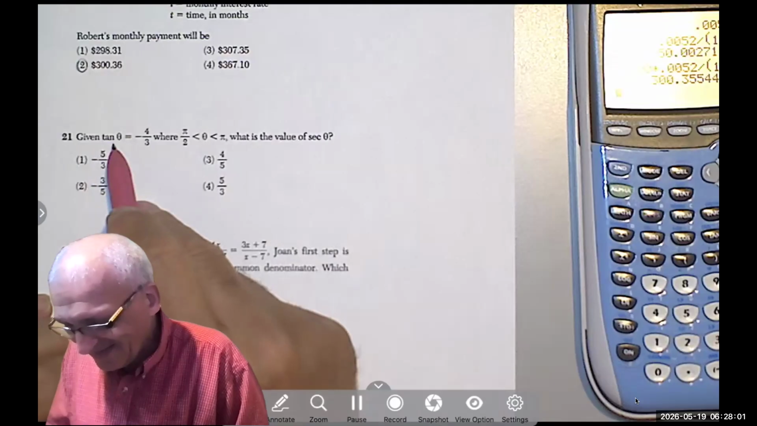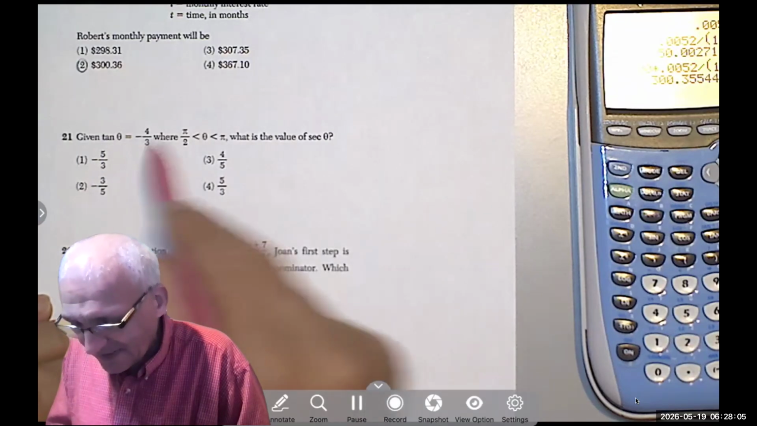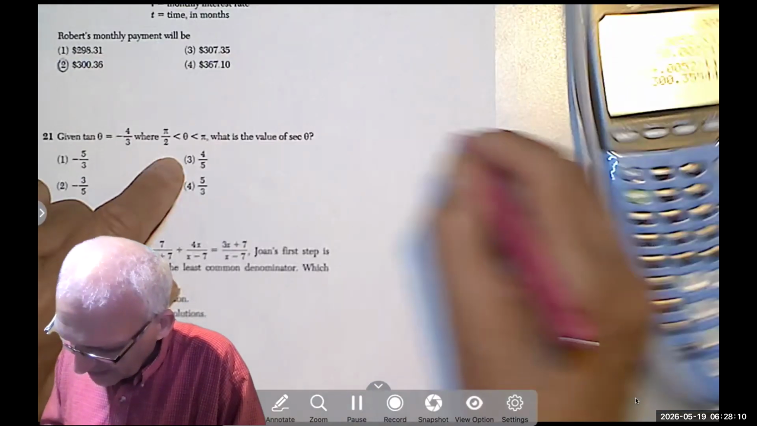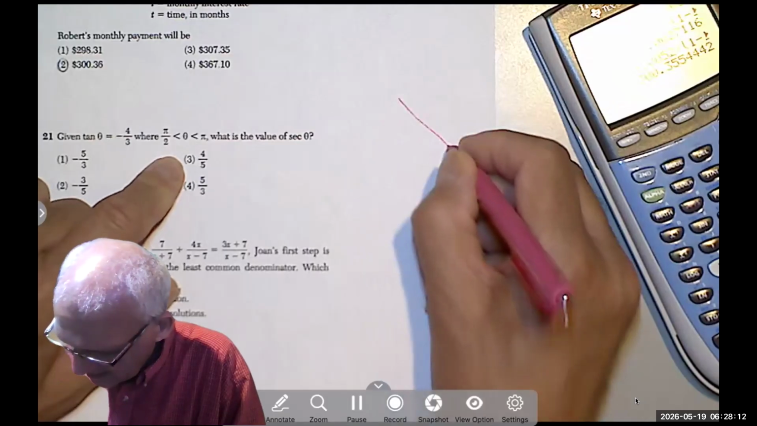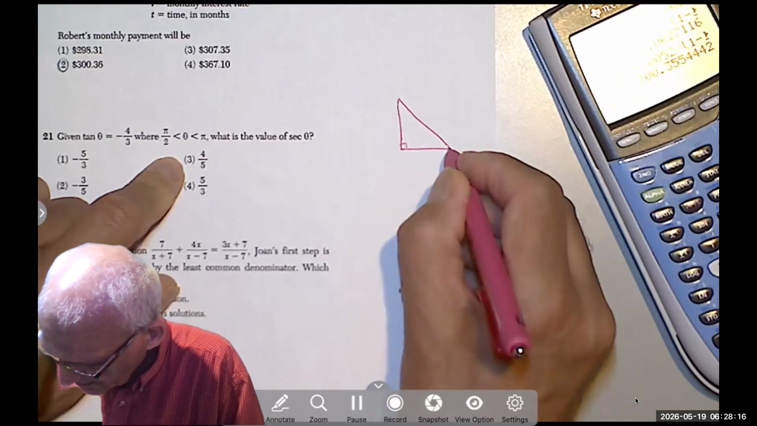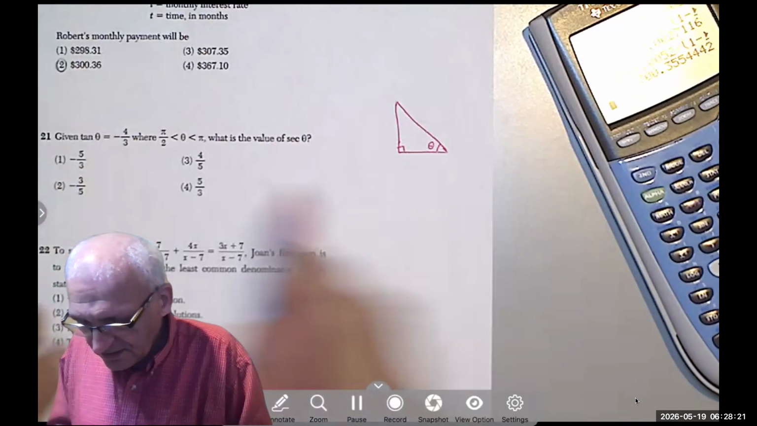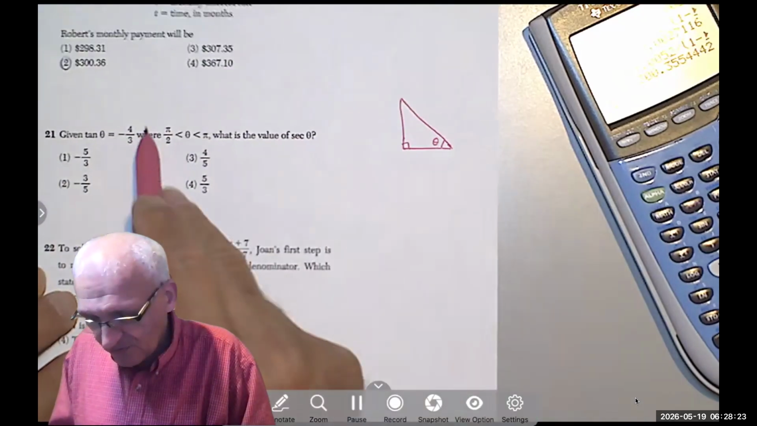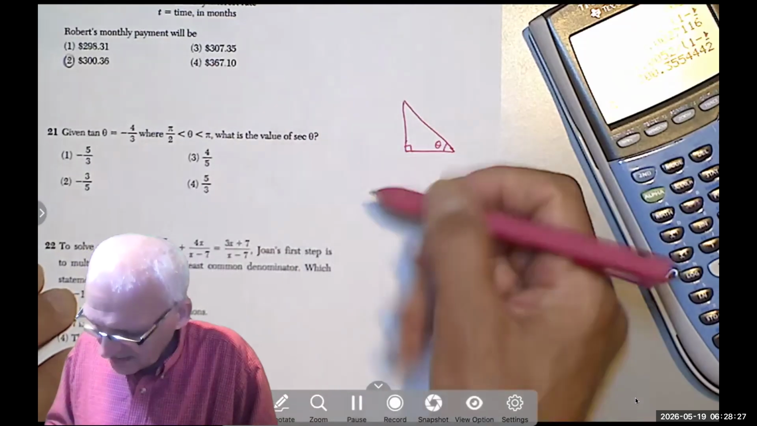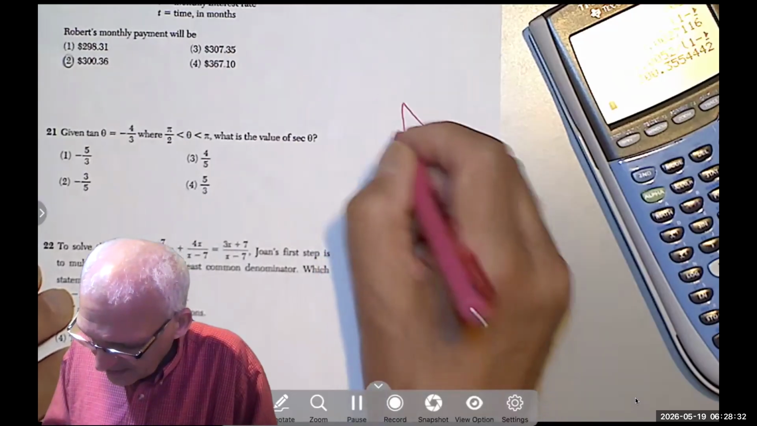Okay. Given tan theta is negative 4/3. Oh, they love quadrant 2, right? We are in the second quadrant, so my angle looks like that. Notice in the second quadrant, you have a negative. Is the negative for the 4 or the 3? Of course, the 3. Why? Because the x is to the left, the y is up.